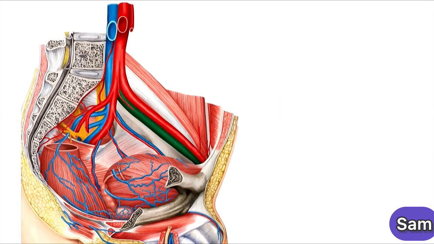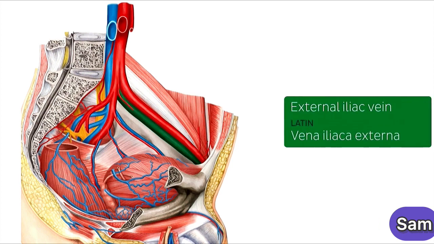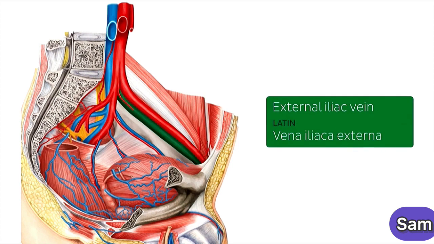Finally, in this tutorial, we're going to be highlighting here this vein. This is then an important one known as the external iliac vein. The external iliac veins are paired veins. We're looking now at the left one, but there is the right one. They arise from the upper part of the femoral veins. These veins course along the external iliac arteries.